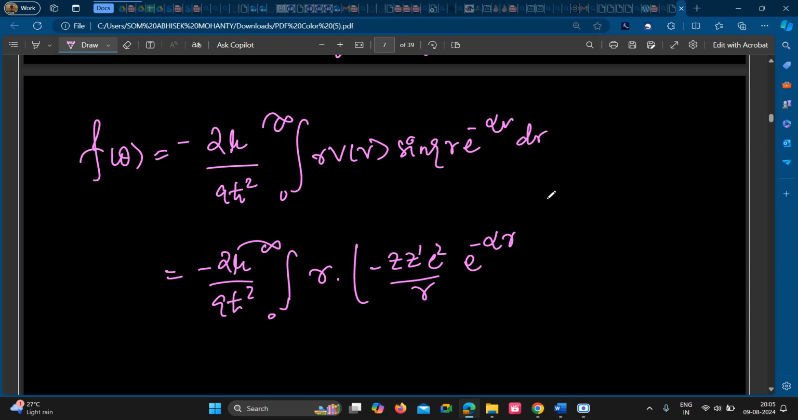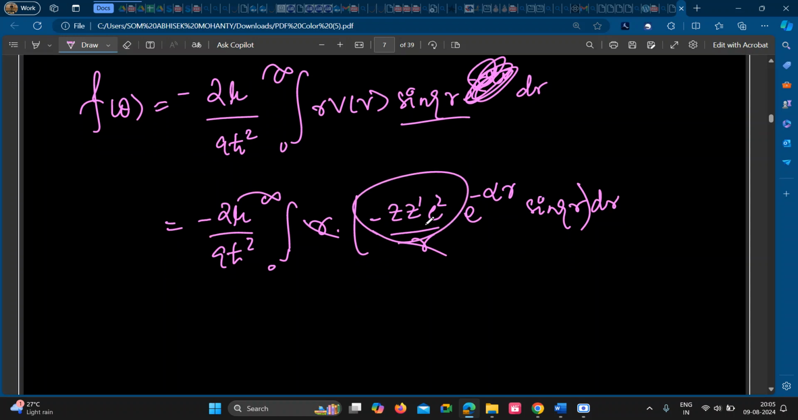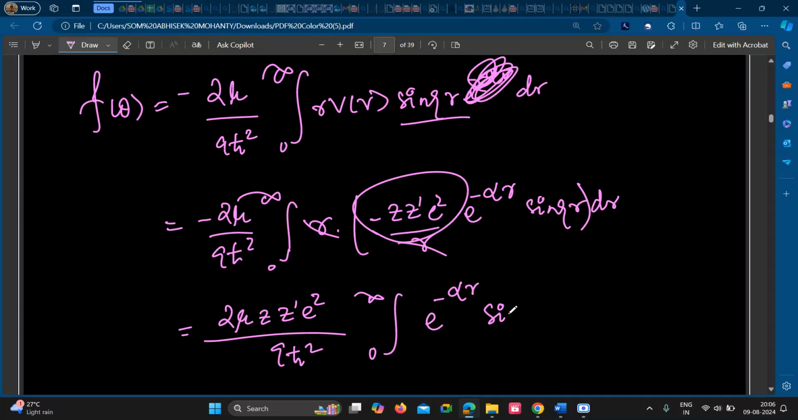Sorry, this term is not there. My bad. Yes, e to the minus alpha r, then sine qr is there, sine qr dr. If you see, this r will be cancelled out. Minus will go outside. Z dash and e square are constants because they don't have any role here. So 2 mu z dash e square divided by q h cut square, integral 0 to infinity, e to the power minus alpha r sine qr dr. So this is the expression I am getting for the scattering amplitude f theta.